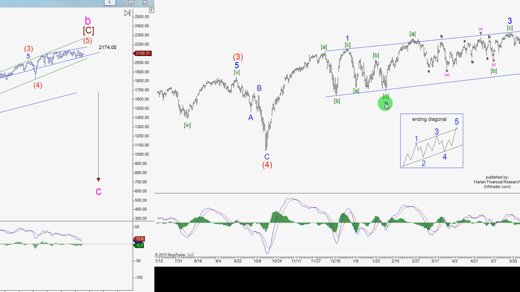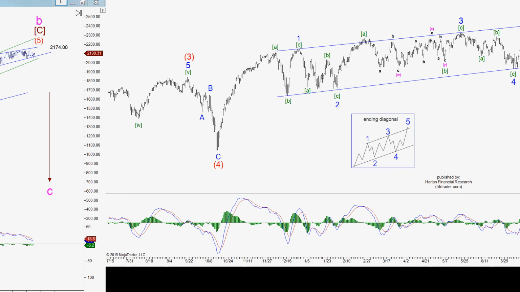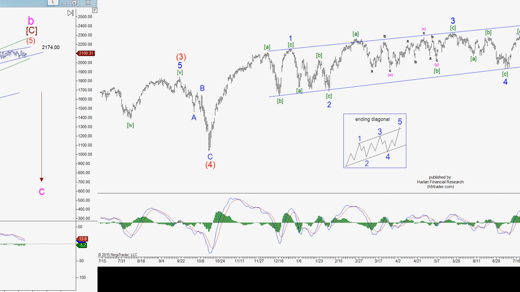And so this is the same thing as the diagram, but this is in real time. This is what this would look like. Now, if this was going to be an impulse wave, which at the time we weren't sure that it wasn't, this would have been wave 1. We would have done a wave 2 correction, and then wave 3 would have started and gone way above 2200 in an impulse fashion, and we'd be trading at 2250, 2300 today. But that's not what happened.